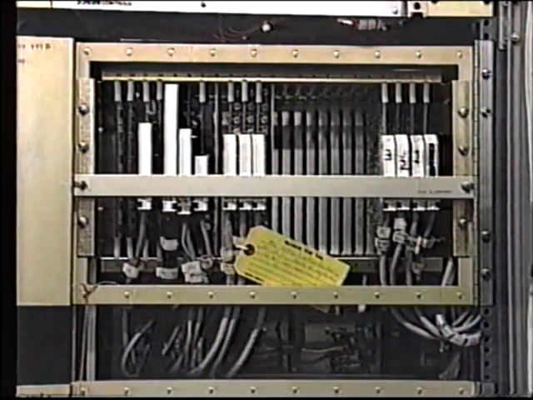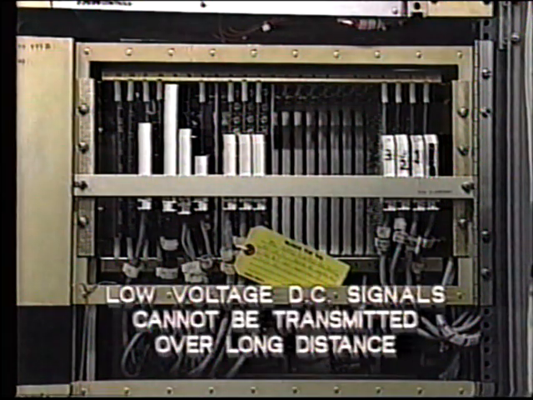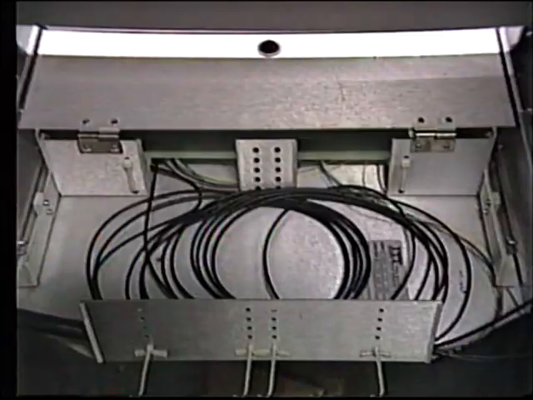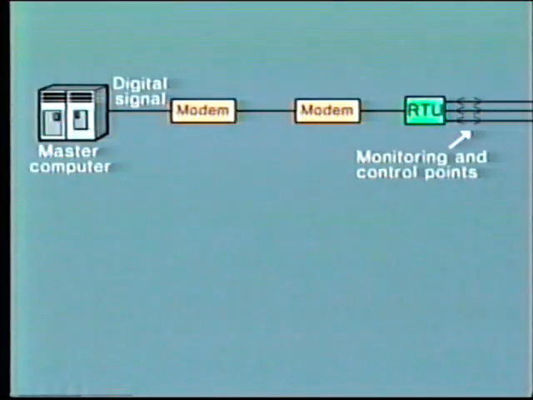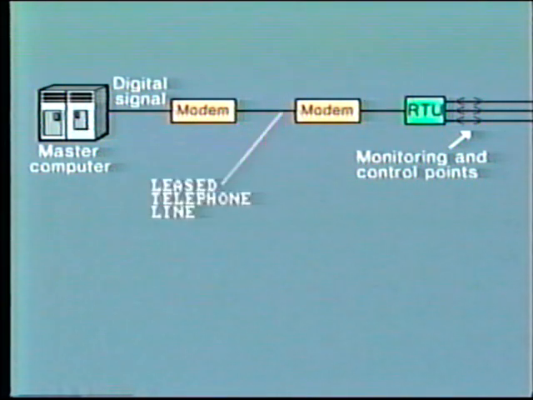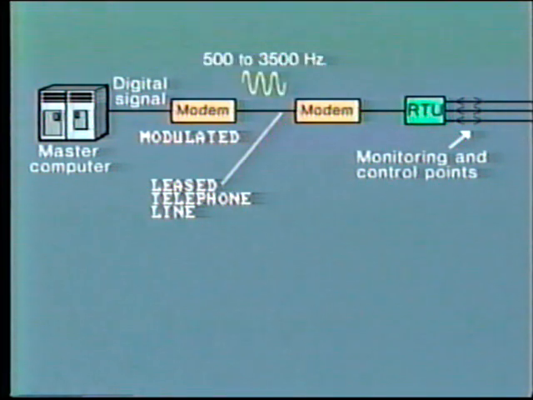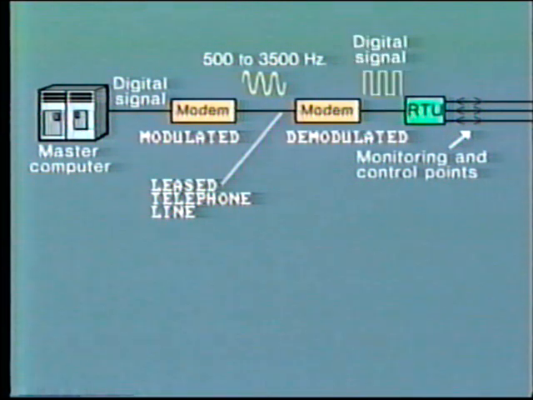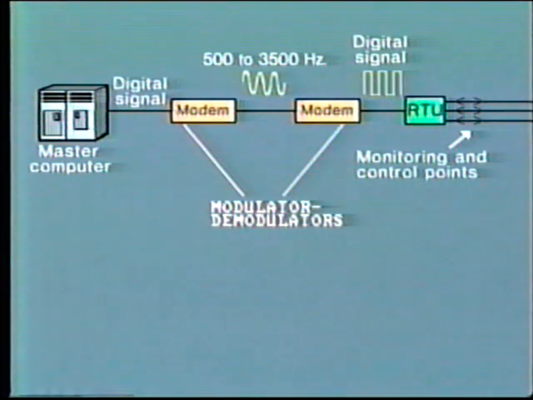The RTU microprocessor output is in the form of digital signals. However, the very low voltage DC pulses cannot generally be transmitted over long distance. An exception to this is in communication via fiber optic channels. However, most current installations use leased telephone lines. Therefore, the digital signal must be modulated to an AC signal, usually between 500 and 3500 hertz for transmission, and then demodulated at the other end. This is achieved by installing a modem, that is, modulator-demodulator at each end.